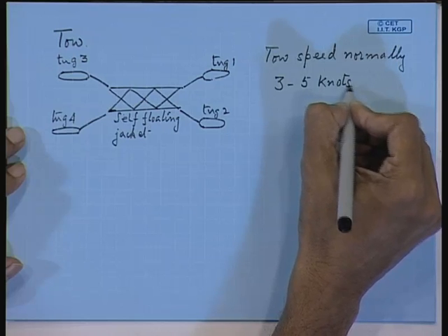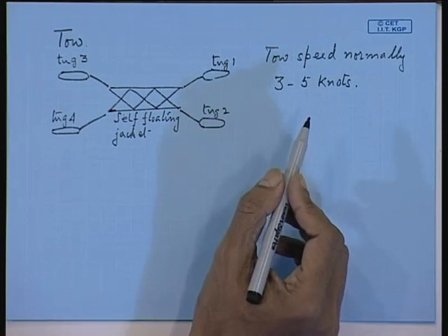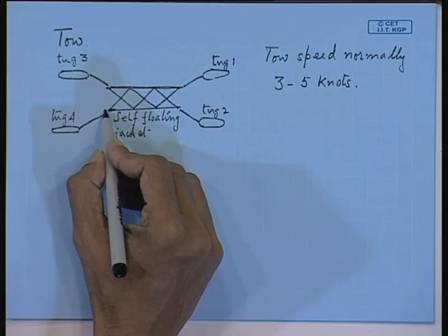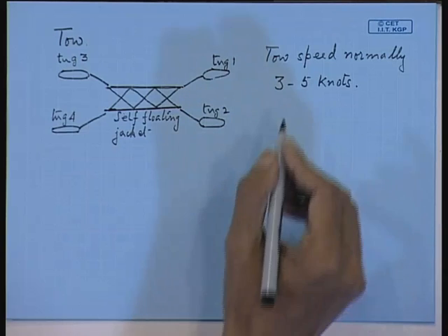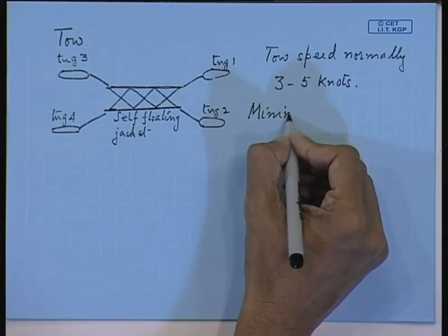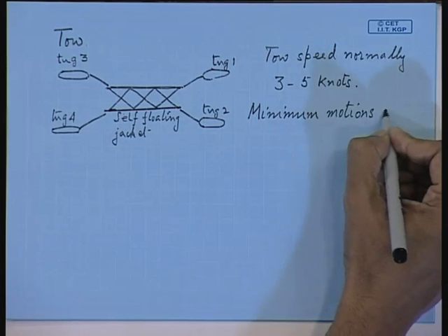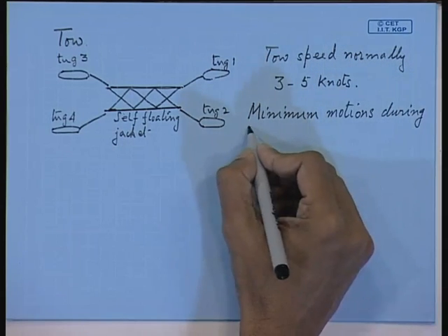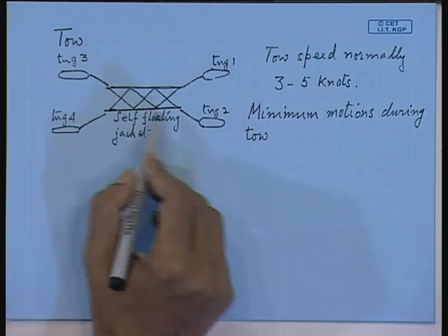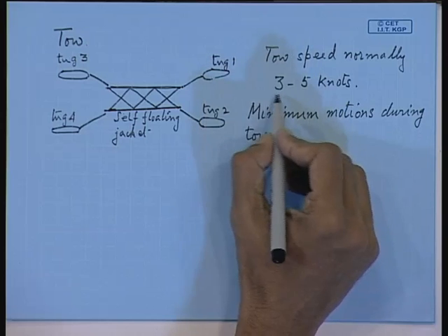Why? Any tow, even when you are towing a tanker, you do not tow it at more than say 5 knots. One is the requirement of power; of course, you will say you require more power if you tow it at a larger speed. And the other is what? Can you guess? You should have minimum motions during tow. Your tow force is large, obviously, and your speed and velocity will be more. So the structure will go at a high speed and will have more motions. So you restrict tow speed to 3 to 5 knots.